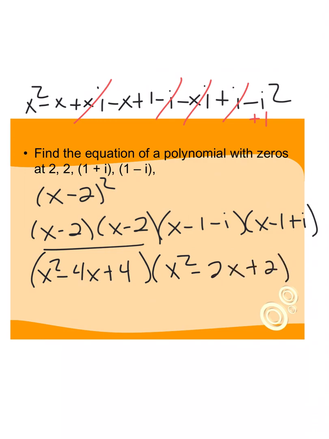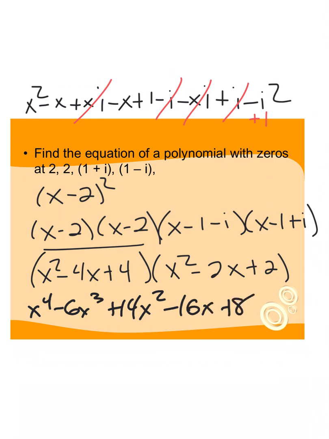All right, my next task is to go ahead and multiply one quadratic by the next. So we have x squared minus 4x plus 4 times x squared minus 2x plus 2. This takes a little bit of multiplying, so I'm going to go ahead and write down what our final answer is. We get for our final answer x to the fourth minus 6x cubed plus 14x squared minus 16x plus 8.